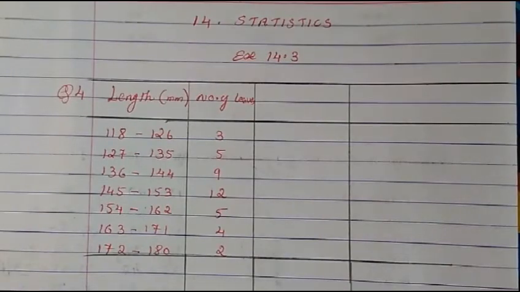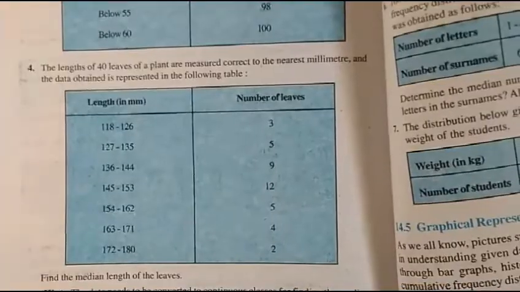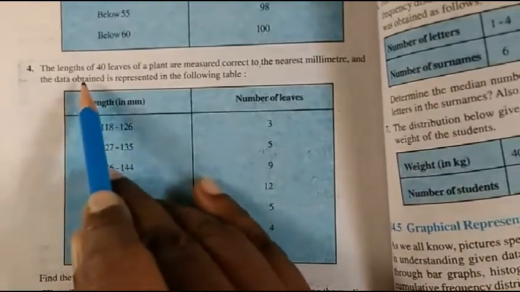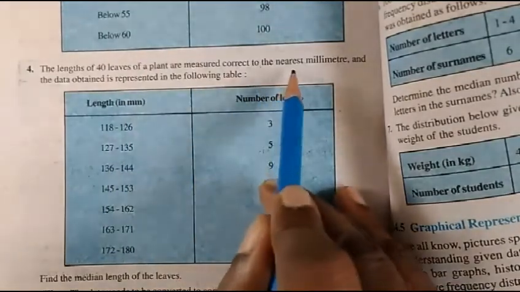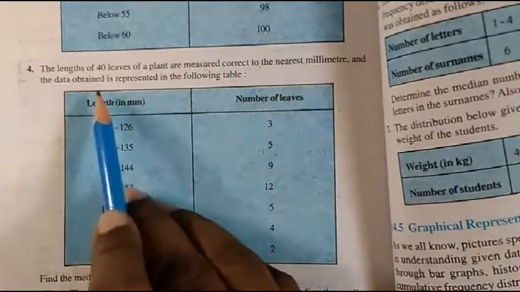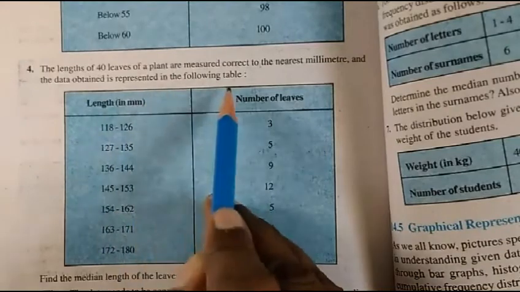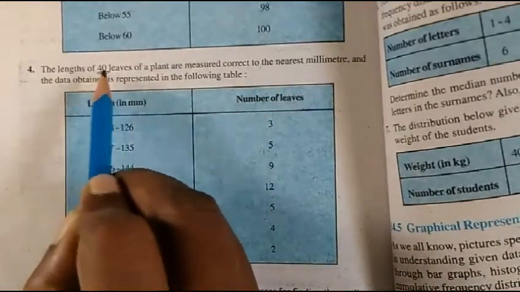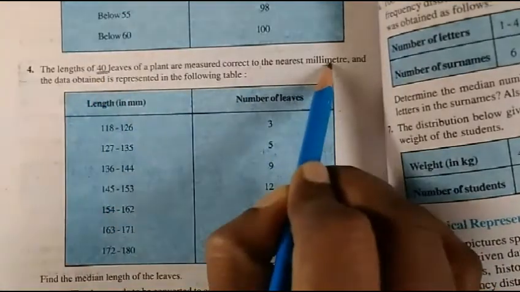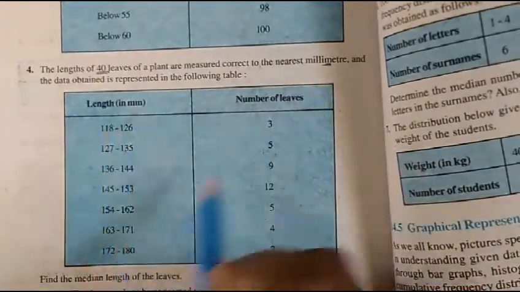We are going to study chapter 14 statistics, exercise 14.3, question 4. The lengths of 40 leaves of a plant are measured correct to the nearest millimeter and the data obtained is represented in the following table. So there are 40 leaves whose lengths are measured in millimeter. Here the data is given to us.